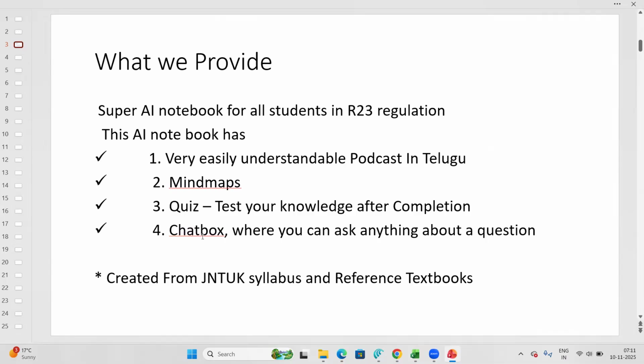The most important advantage of our notebook is that it is prepared completely for the JNTUK syllabus and from the reference textbooks only. So you will not have to go anywhere outside. You can get everything directly from here. And by preparing from the reference textbook, you'll have a very good chance to score better marks during your semester exam.